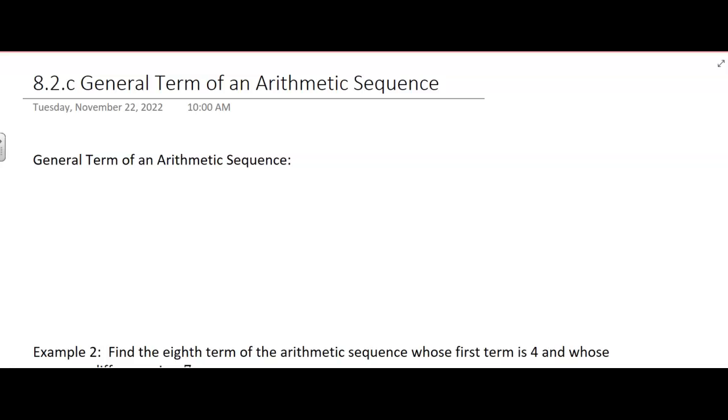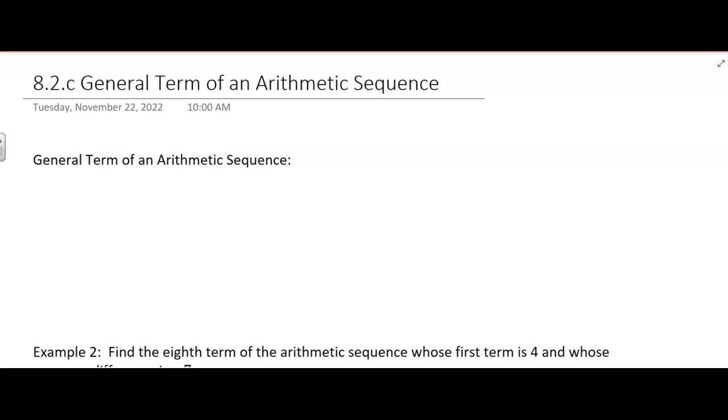So arithmetic sequences are kind of cool. You're just adding a number to the previous term to get the next one, right? Okay, so hopefully you're getting that concept. But let's say you wanted to find like the 100th term. You don't want to have to do the first 99 terms, right? Well, it's easier than that with an arithmetic sequence.